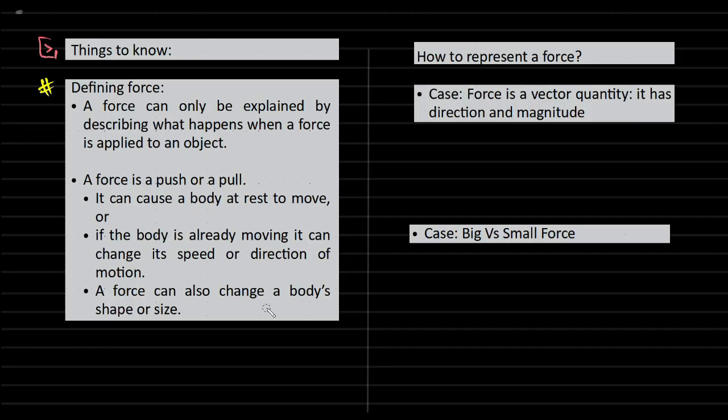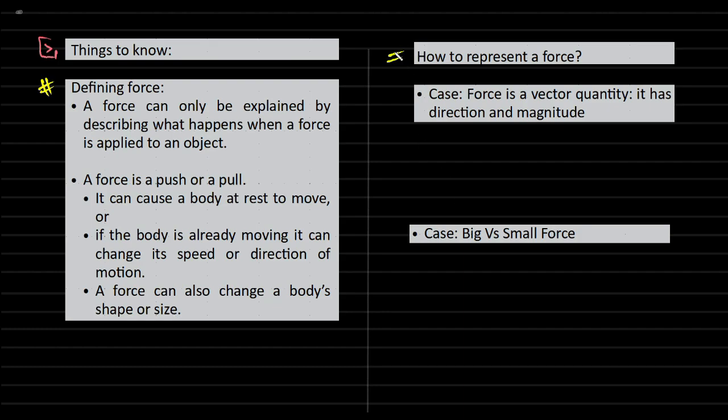A force can also change a body's shape, if not size. You have seen all of this in your lower grades. We can increase or decrease the shape of the body, an object, that is, we can make it flat, thin, whatever it is. It happens because of force. And this is how we define force.